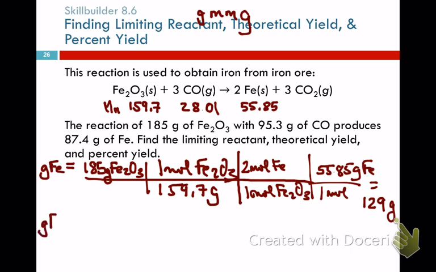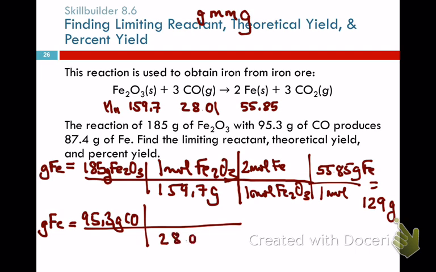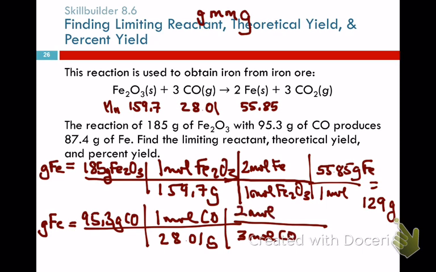So we're going to do grams of iron. So again, starting with 95.3 grams of CO. I'm going to convert that all the way into moles of iron. So 28.01 grams for every 1 mole of CO. What's my mole ratio? 3, 2, right? So three moles of CO at the bottom and 2 moles of Fe at the top.